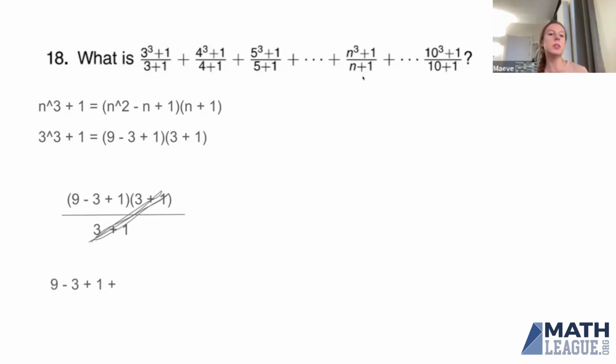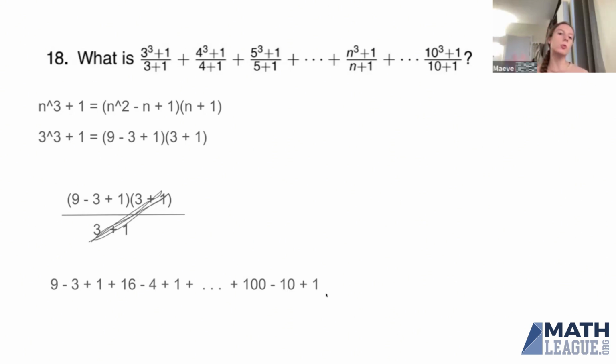And then it's going to be the same thing, right? So 4 cubed plus 1 is going to factor into 4 squared minus 4 plus 1 times 4 plus 1. But then the 4 plus 1 is going to cancel. So all we will have is 4 squared minus 4 plus 1, which is 16 minus 4 plus 1. Same thing for 5: 25 minus 5 plus 1. All the way up to 10. So we've got 10 squared, which is 100, minus 10 plus 1. Okay, this isn't so bad.